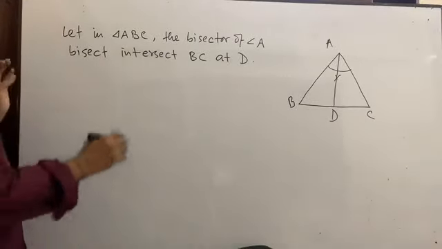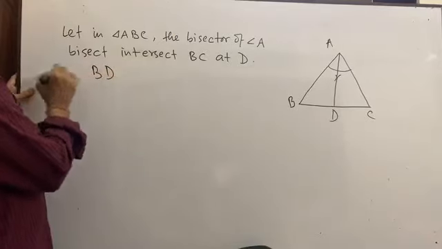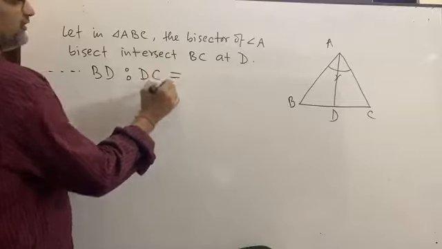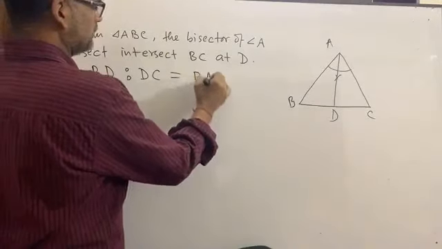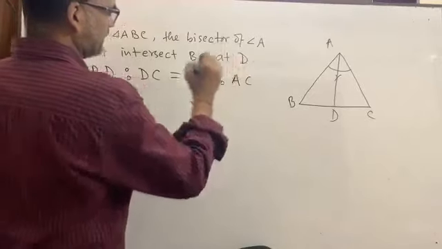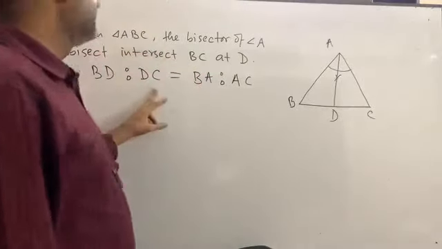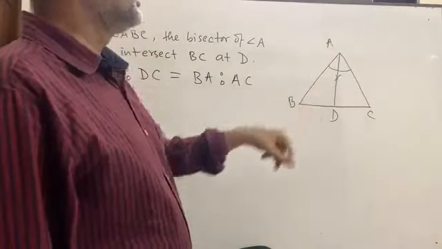It is required to prove that BD is to DC is equal to BA is to AC. Please pay attention. The most important theorem. In triangle ABC, AD is the internal bisector of angle A, where AD intersects BC at the point D. We have to prove that BD is to DC equals to BA is to AC.